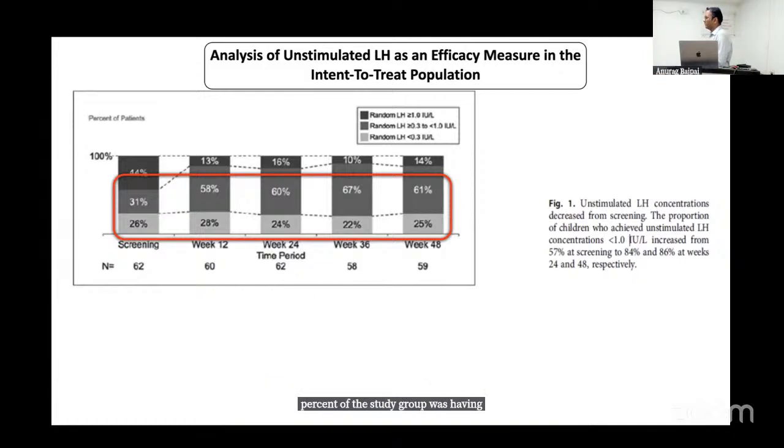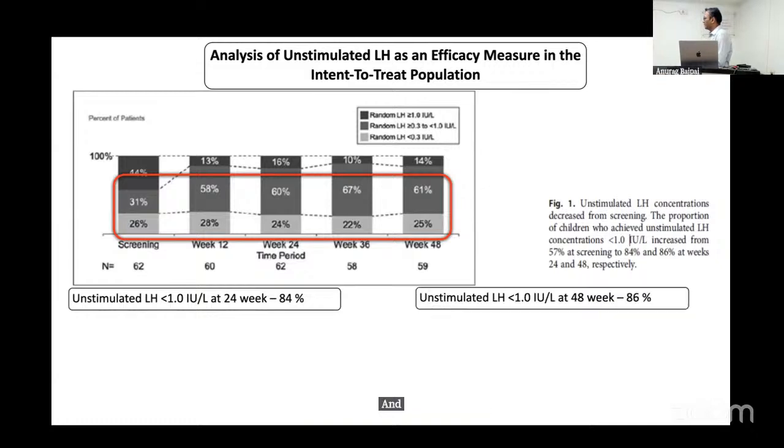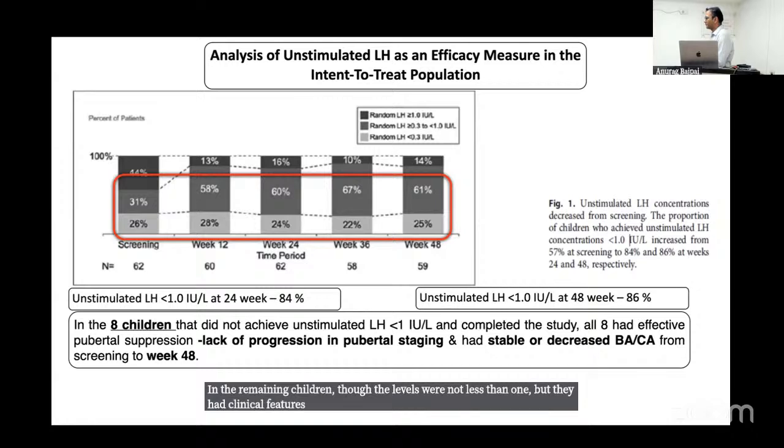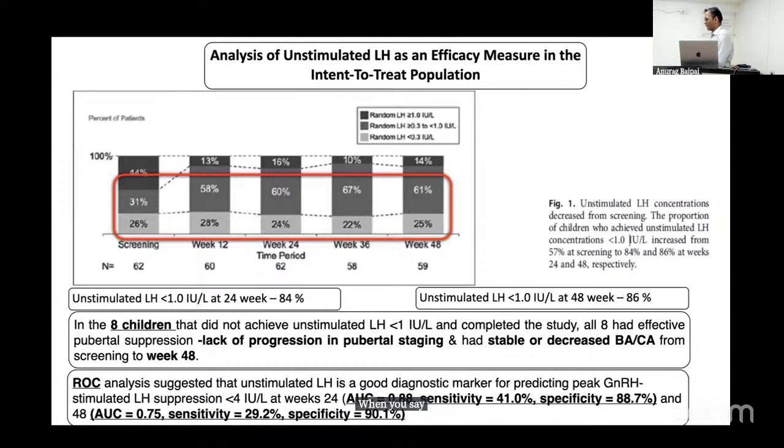In this study, they found that at 24 weeks, around 84% of the study group had unstimulated LH less than 1, and at 48 weeks, it was 86%. In the remaining children, though the levels were not less than 1, they had clinical features of suppression. When you say not less than 1, how high were the levels? Did they mention that? It is in the subsequent slides.